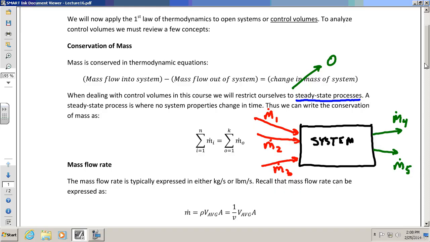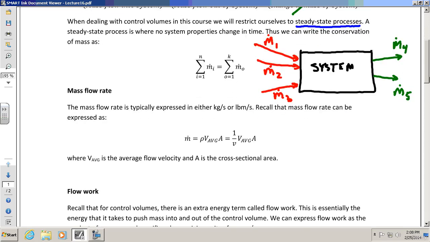We're going to use it a lot. Okay? So this leads me to talking about mass flow rate, m dot. Now, m dot is usually expressed in either kilograms per second or pound mass per second, right? It's a rate of flow of mass. So how many kilograms a second are flowing through the system? Think of it as flow. Think of it as water flowing through a pipe.